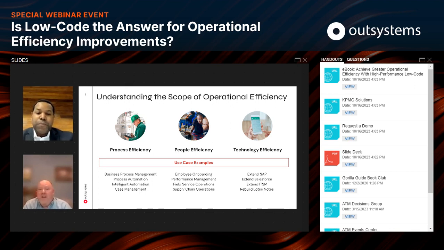Maybe it's data sharing and data management. And that's kind of a common thread through those. And ultimately, when we look at operational efficiency, it doesn't just apply to one industry or one geography. It really is across industry verticals, across geographies. So that's a little bit about the scope.